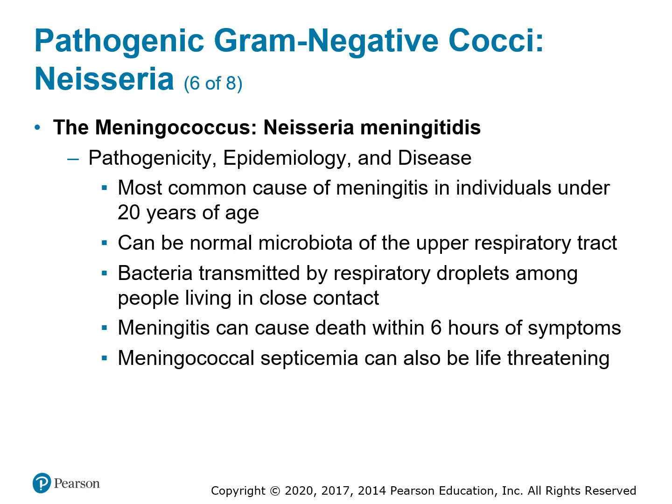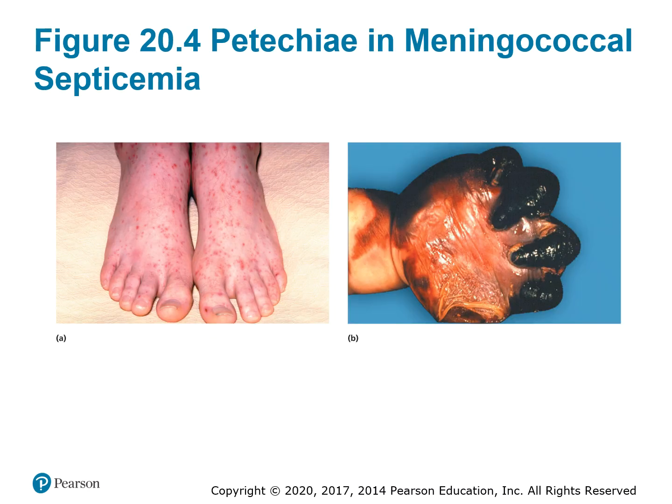Meningitis can cause death within 6 hours of the symptoms, and meningococcal septicemia can also be life-threatening. One of the other things that the septicemia version of this causes is petechiae, which are those red spots, that rash that you see, and then you can also see discoloration in the digits.